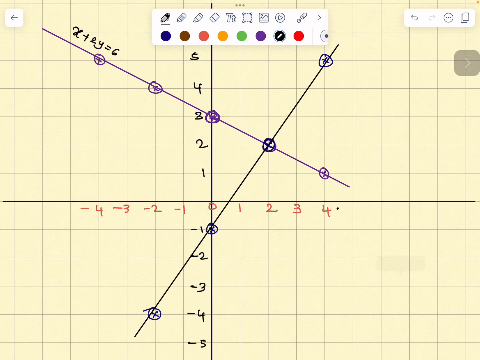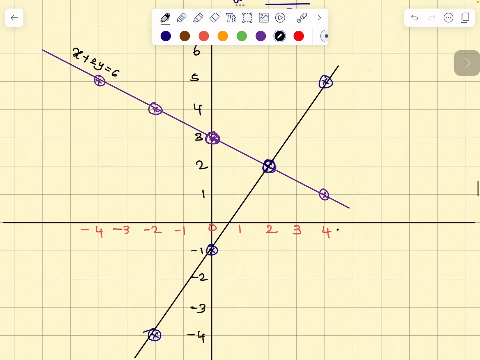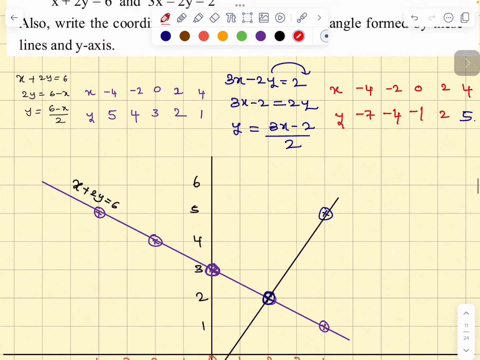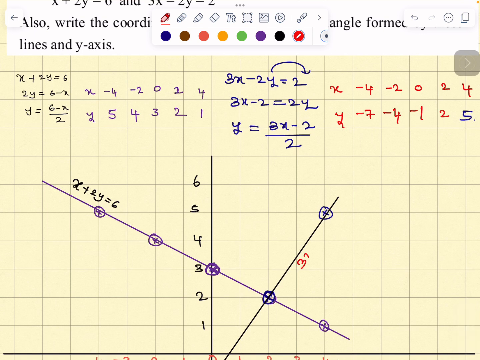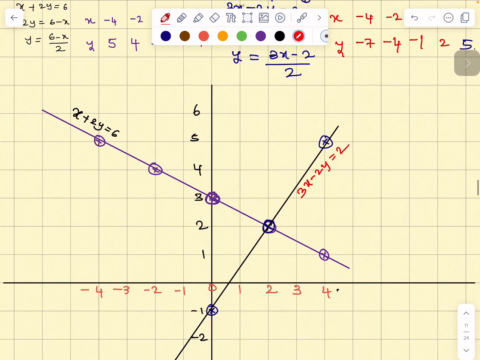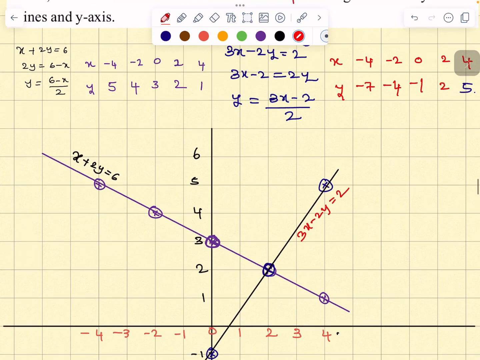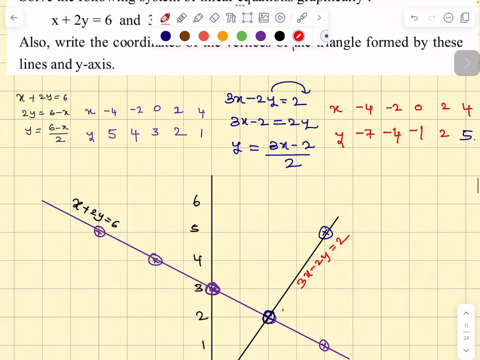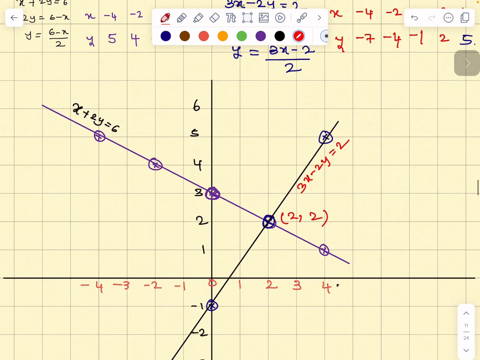Okay, and this line represents the equation 3x minus 2y equal to 2. The intersection of these lines gives the solution of these two equations. So what is the point? It is 2 comma 2.